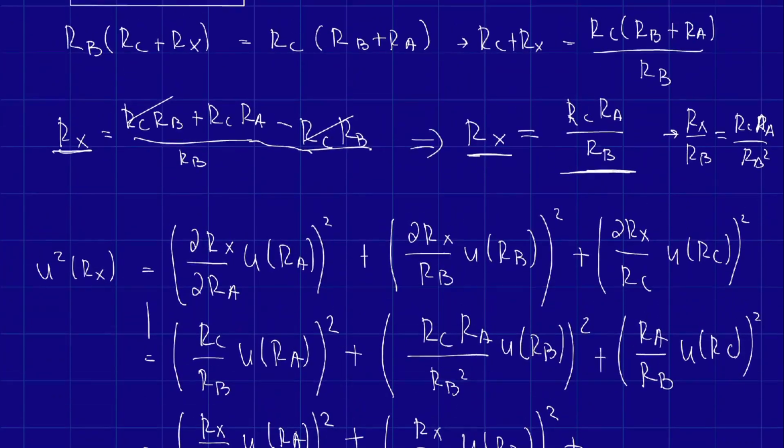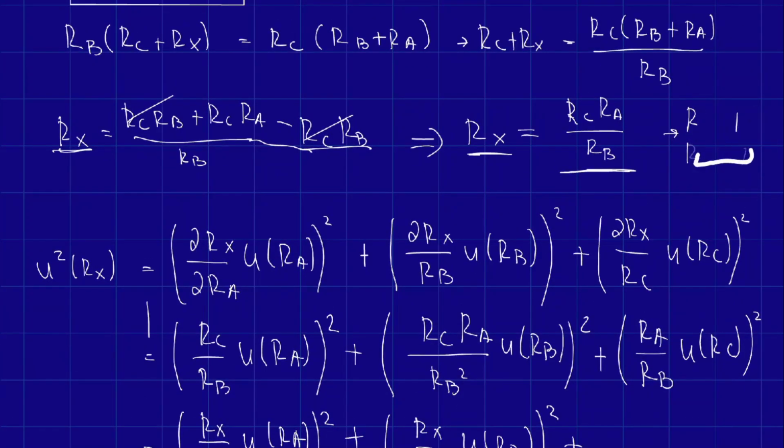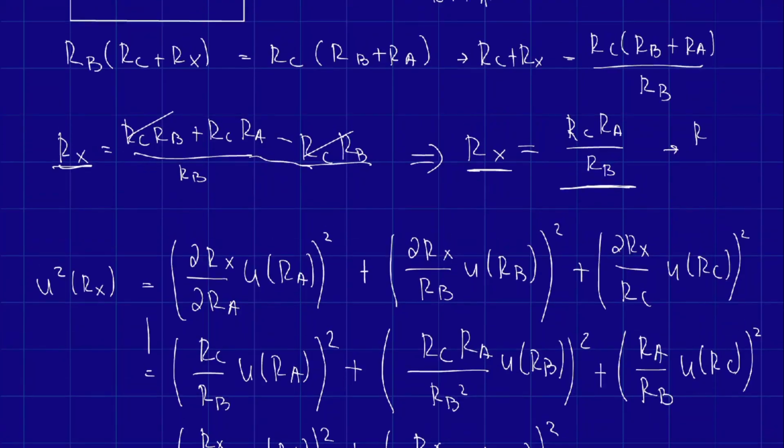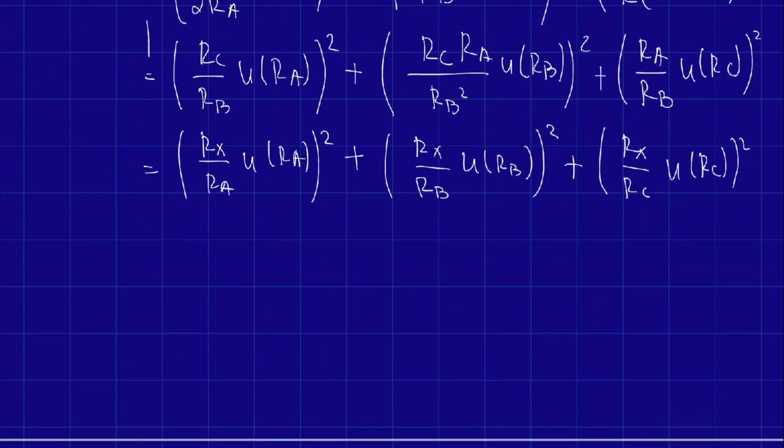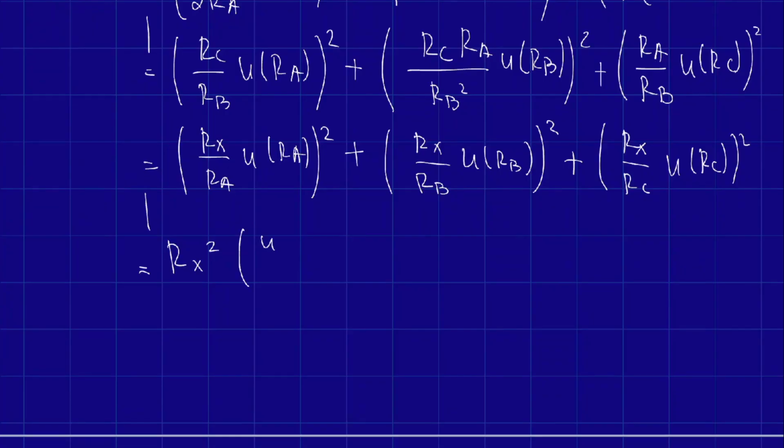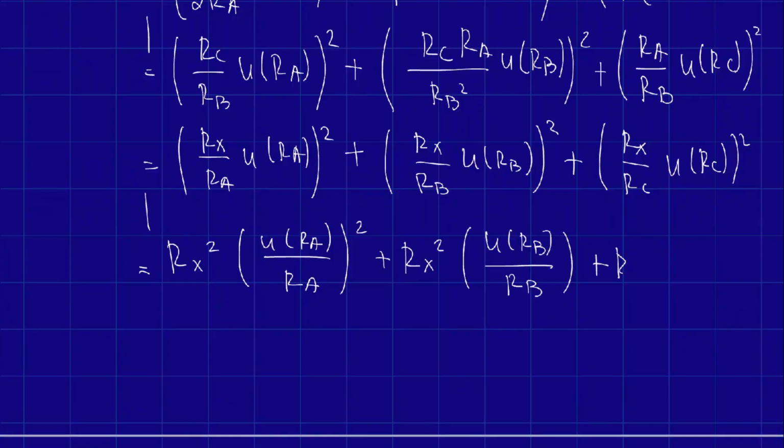Now lastly, for Ra Rb we want to substitute, and that is equal to Rx divided by Rc equals Ra Rb, okay? And we just substitute again, and we can rewrite this by taking Rx squared outside of the parentheses, since you can see here that it's all squared, and inside we will have multiplied by U Ra divided by Ra plus Rx squared U Rb divided by Rb plus Rx squared U Rc divided by Rc squared.